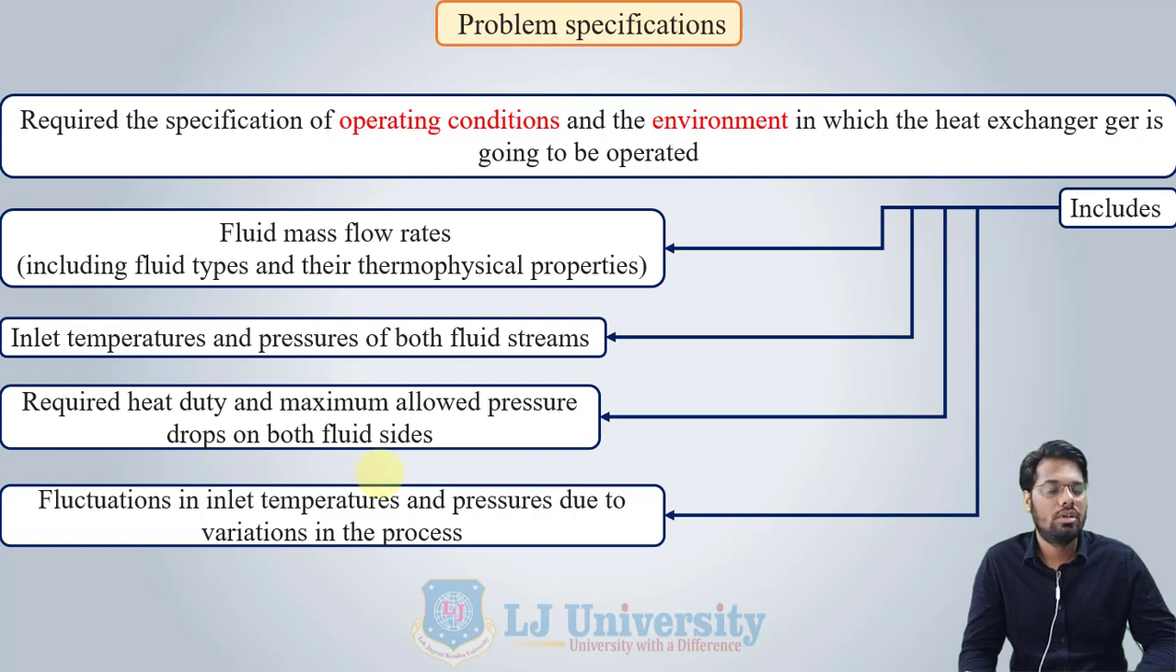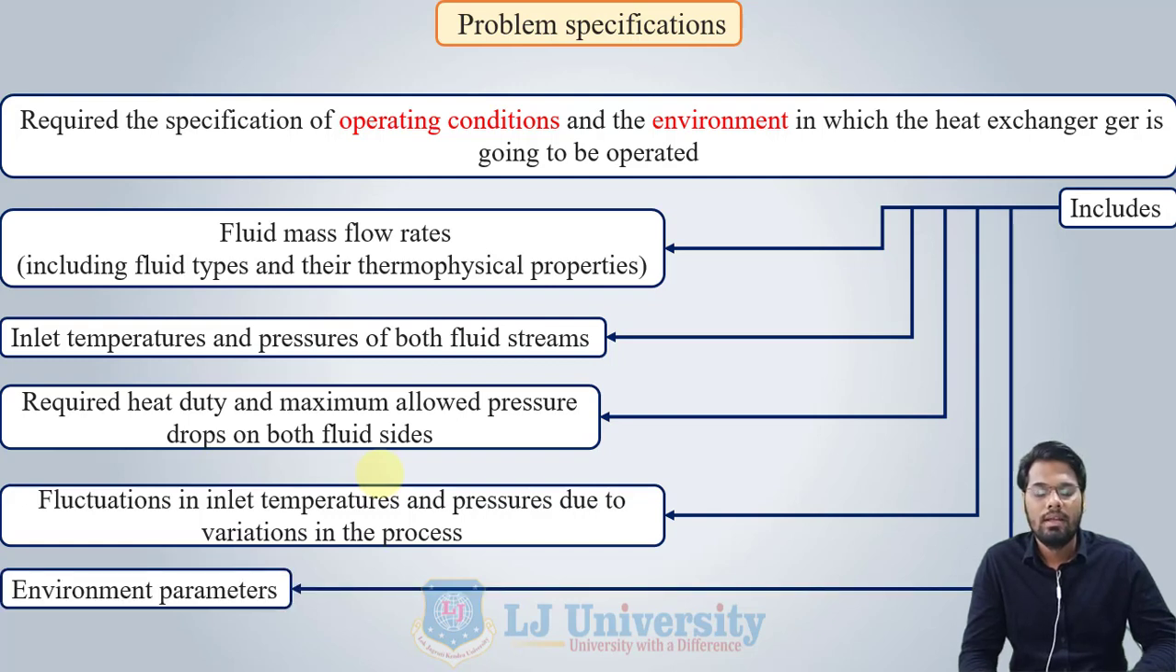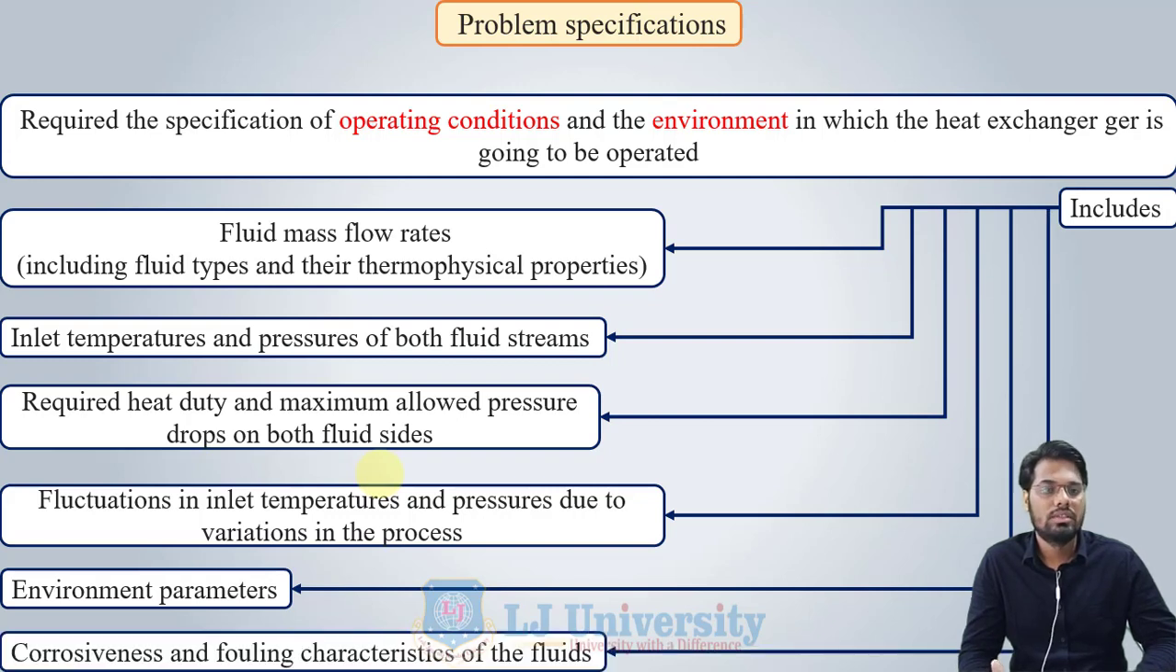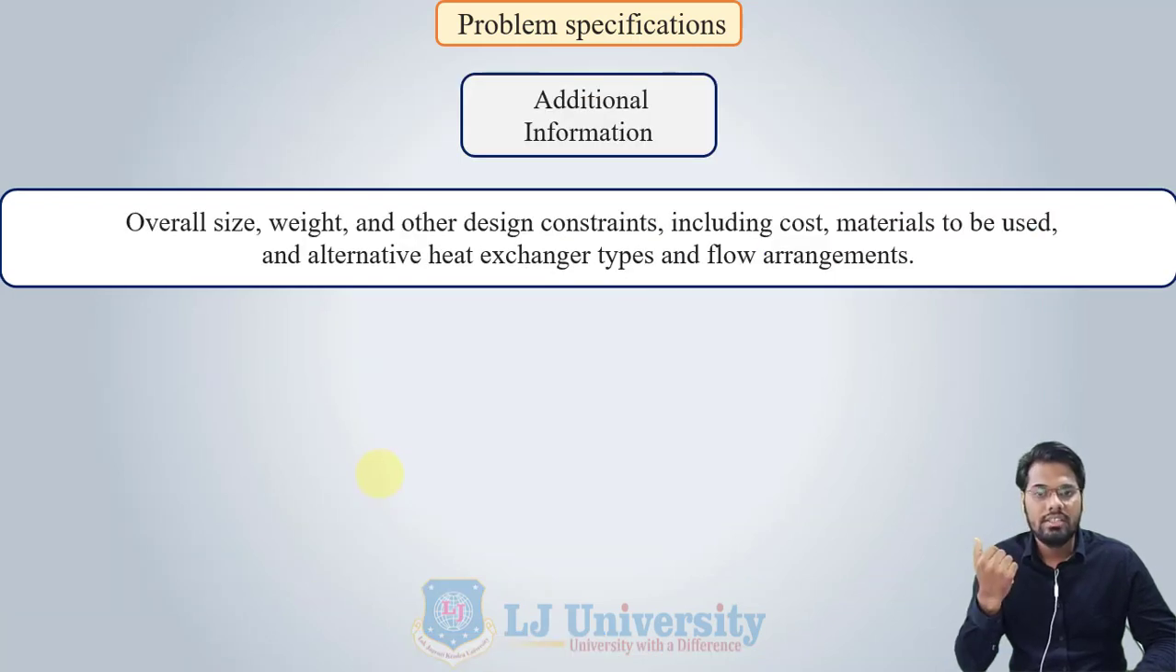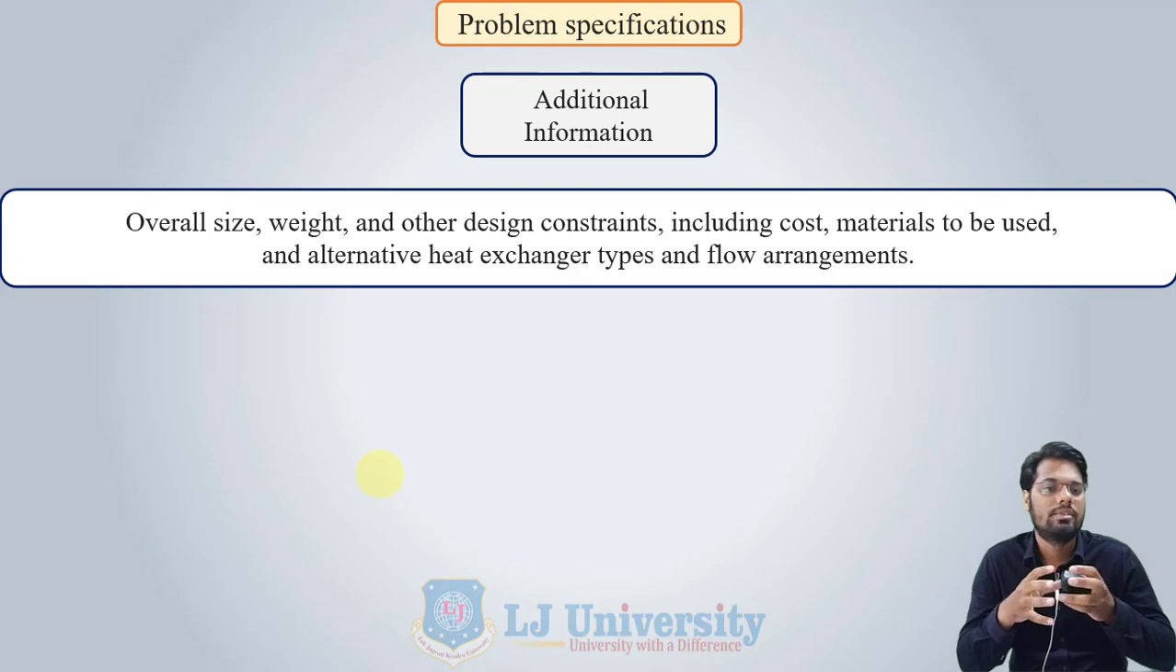fluctuation in inlet temperature and pressure due to variation in the process, then environment parameters of course, and at last we have to consider the factors of corrosiveness and the fouling characteristics, which directly affect the pressure drop and the overall cost of the heat exchanger. And there is additional information like overall size, weight, and other design constraints including cost, material to be used, and alternative heat exchanger types and flow arrangements.